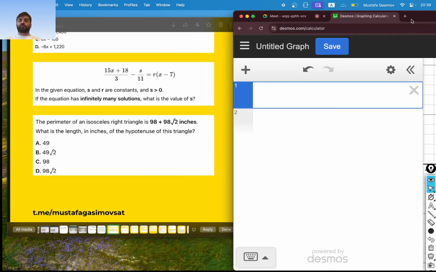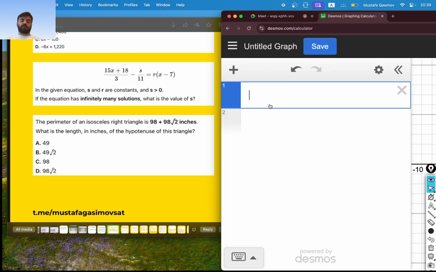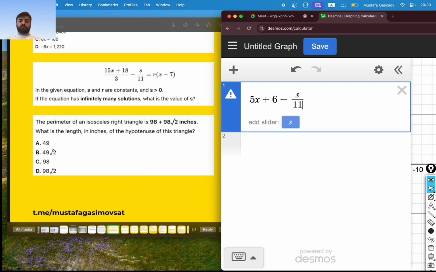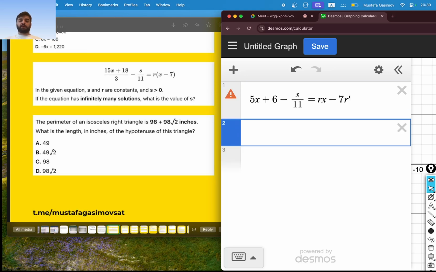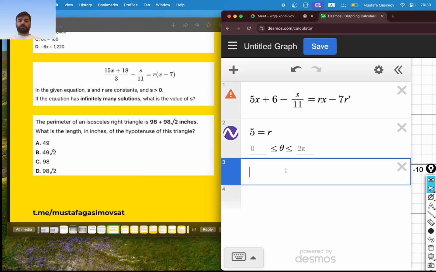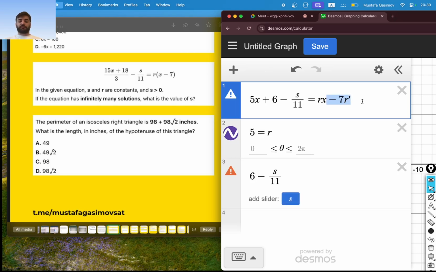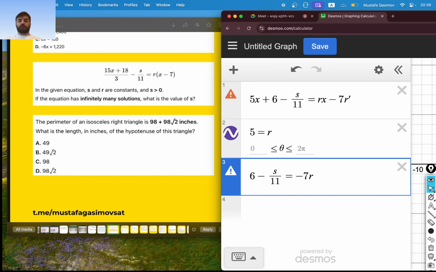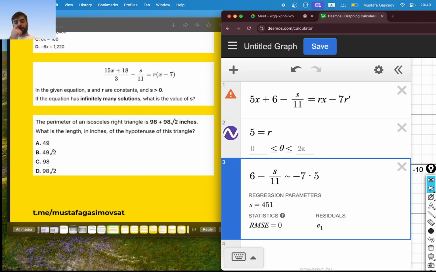You have two options. You can write to decimals, or you can eliminate them by 3. It will be 5x plus 6 minus s over 11 is equal to rx minus 7. Like this. Then it will be like that. 5x is equal to rx. So from here 5 is equal to r. Right? And this part must be equal to the non-x part from the second side. And from here you have to write here 5 and you have to find s. Is it clear for everyone?